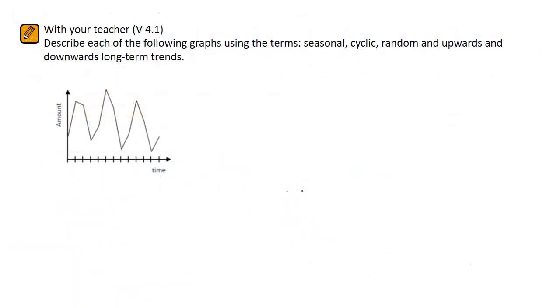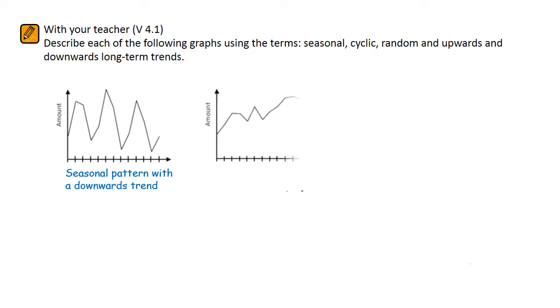In this question, we are asked to describe each graph. You will notice that the first graph has a predictable pattern repeated over a regular time frame. It is an example of seasonal data, and as there is a general downward slope, we would say that it's seasonal data with a downwards trend. The next graph shows no regular or repeated pattern, but it does show a general upward slope. We would say it's random data with an upwards trend.